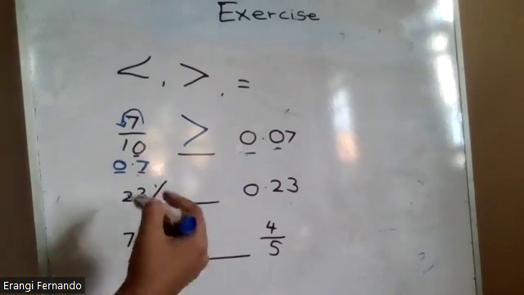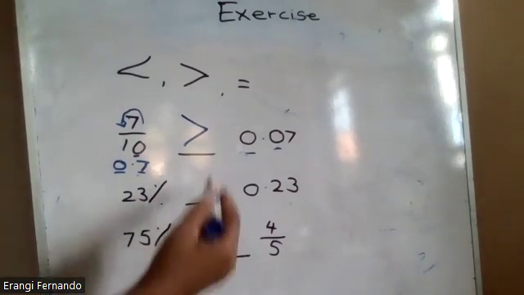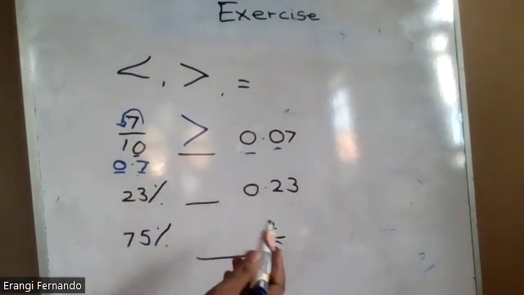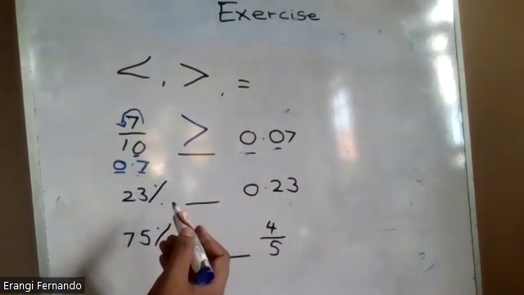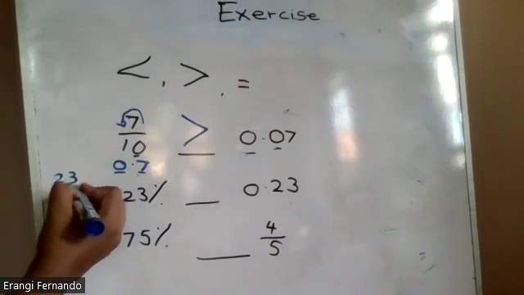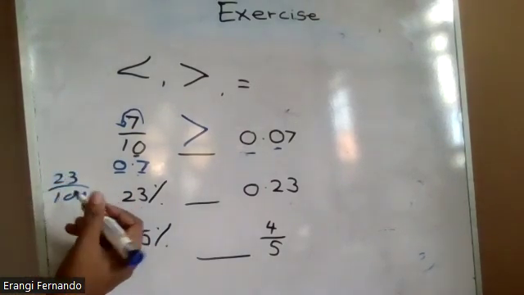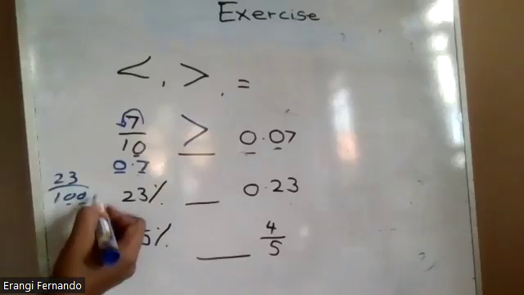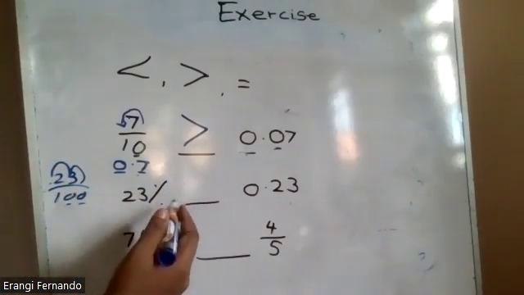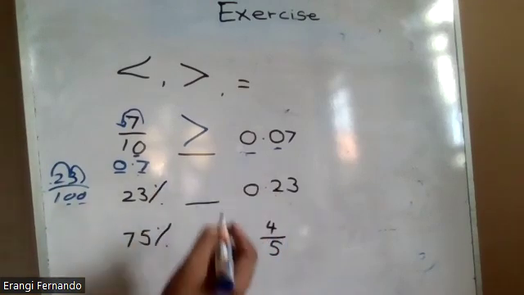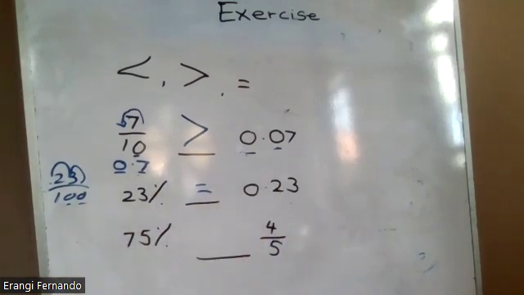The next one, 23% or 0.23. Shall we convert this 23% into a decimal? How to convert 23 over 100 into a decimal? This is as a fraction, so move two decimal places. 0.23. 0.23 and 0.23 are equal.